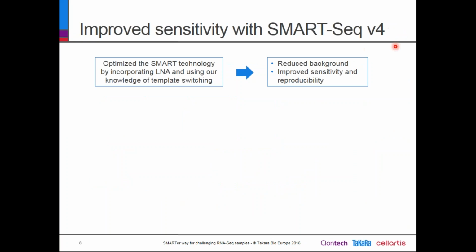So you have noticed that in the name of the product we are talking about version 4, and this is because the first version of this single cell technology was launched around 5 years ago, and since then we have been doing continuous improvement on the technology to make it as sensitive and as performant as possible. And for example, in this fourth version, we did a big improvement, which was incorporate LNA, which means locked nucleic acid, on the template switching oligo. And this, in addition to all our experience in improving the template switching reaction, has led to a very performant version in which we obtain reduced background, and also we have considerably improved sensitivity and reproducibility.